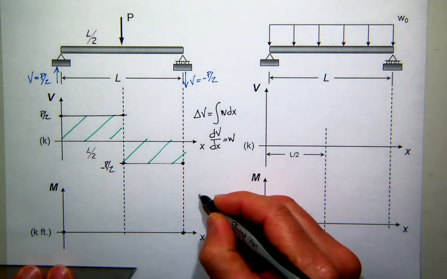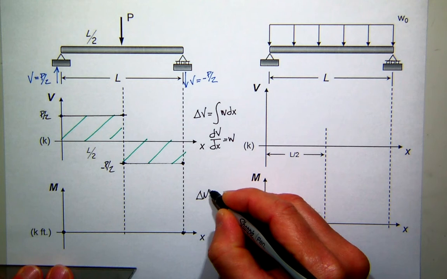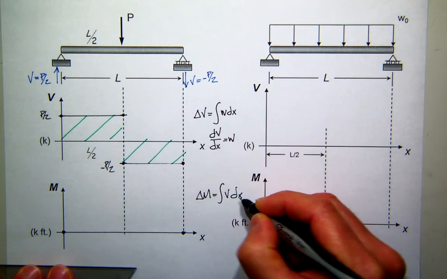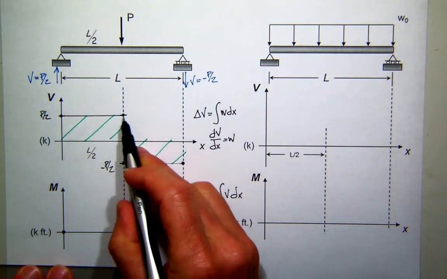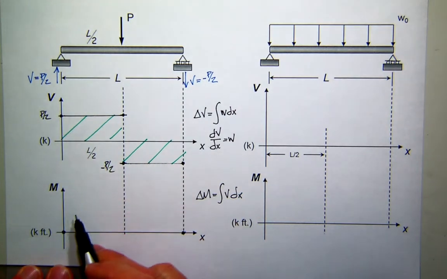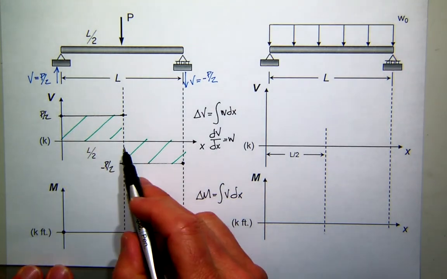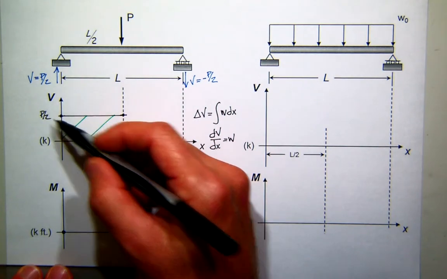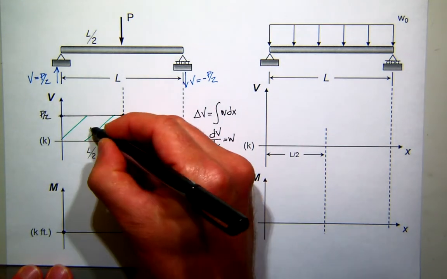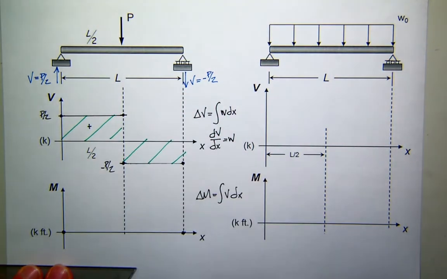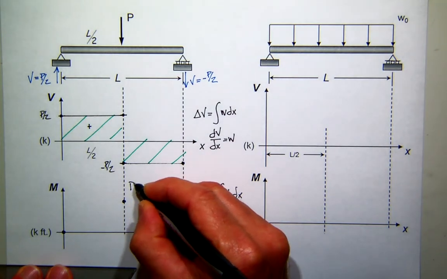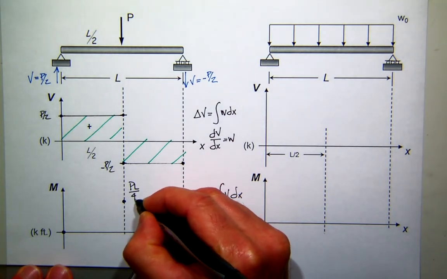Alright, so let's use our relationships. We know the change in moment is the area under the shear diagram. You see this part of the shear diagram is pretty constant. So let's look at the change in moment from 0 to L over 2. It'll be this area, which is what? P over 2 times L over 2. And that's a positive area. So that means I'll change to a positive value of PL over 4.